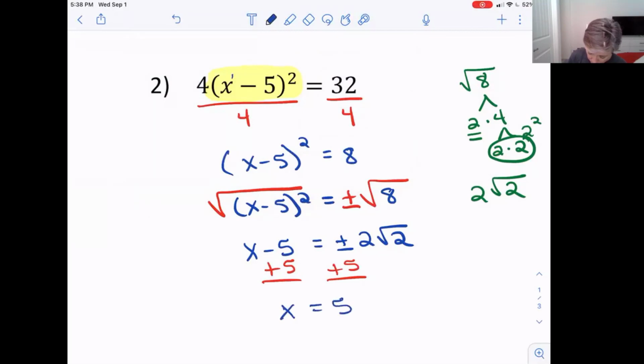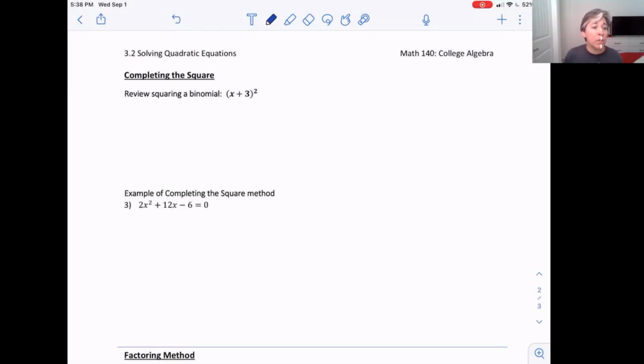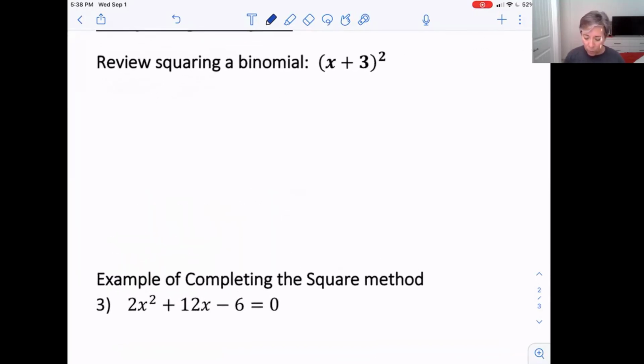So we just write them side by side, 5 plus or minus 2 square root of 2. Now let's review completing the square. But first, let's focus on what it means to square a binomial.